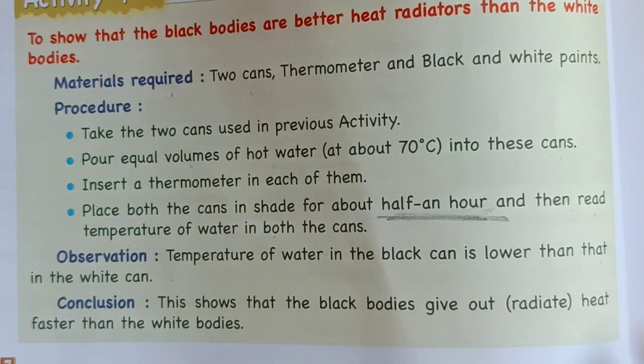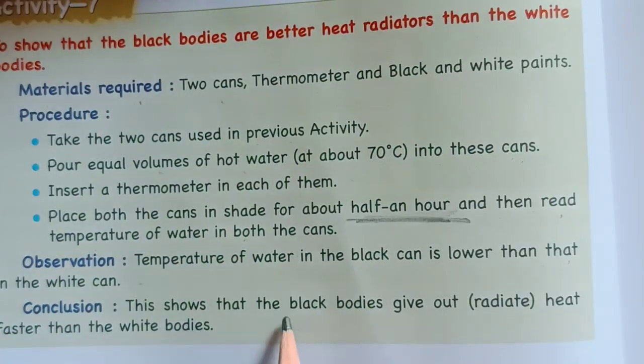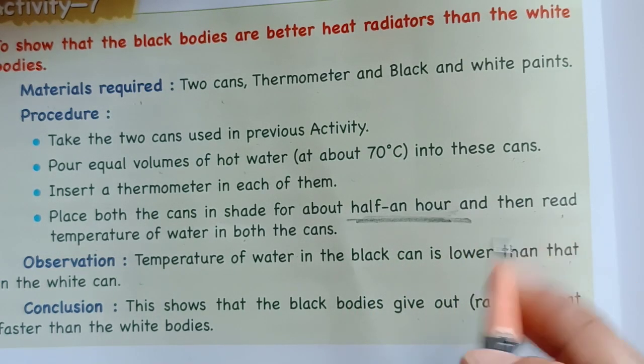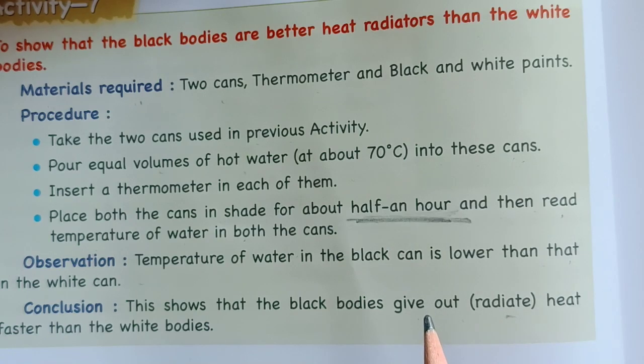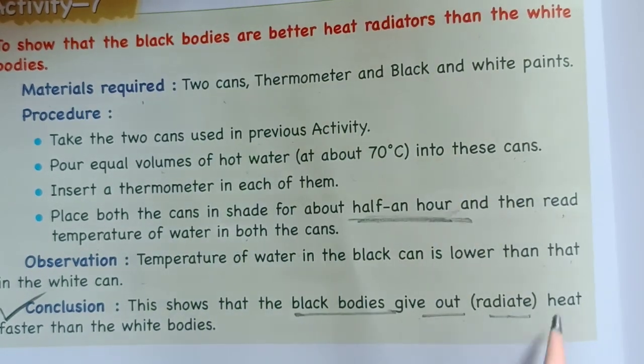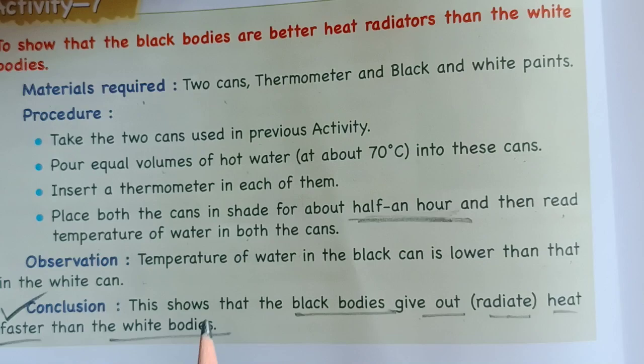So the conclusion is that black bodies give out or radiate heat faster than white bodies, because the thermometer was showing the lowering in temperature from 70 degrees Celsius in both the cans, but in the white can the drop in temperature was less compared to black. So it says that black bodies give out or radiate heat faster than white bodies.